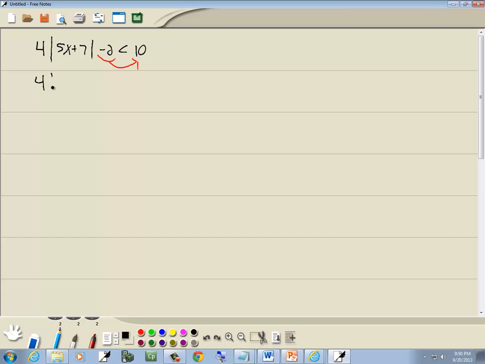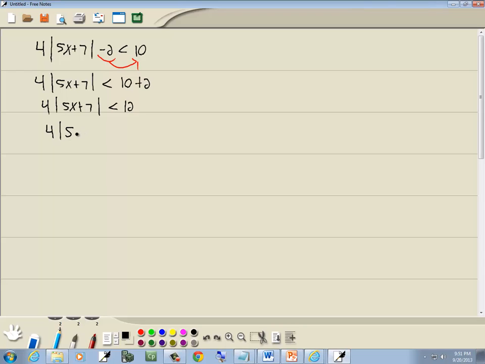Now when you move anything across your inequality symbol, the sign changes. So the negative 2 will become a positive 2. No matter where you are in math, if you can combine like terms, combine numbers, go ahead and do that. 10 plus 2 is 12. Now the absolute value is still not quite by itself. We've got a 4 in front of it. Well, this is 4 times the absolute value, so we're going to do the opposite operation. We're going to divide both sides by 4.